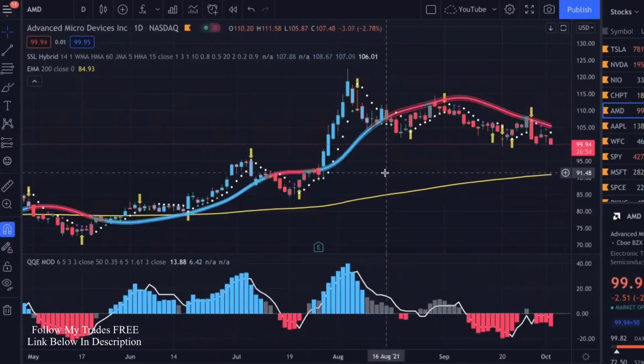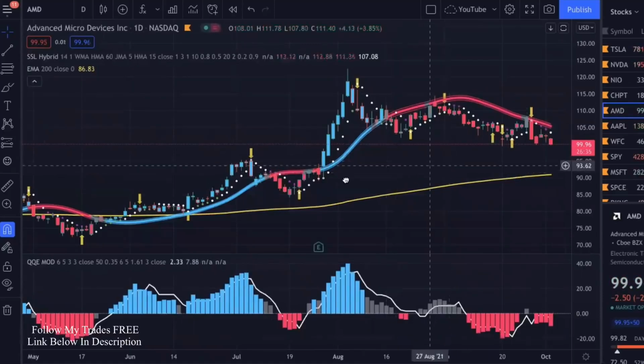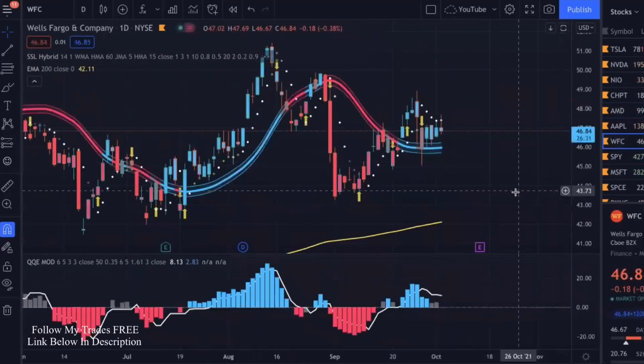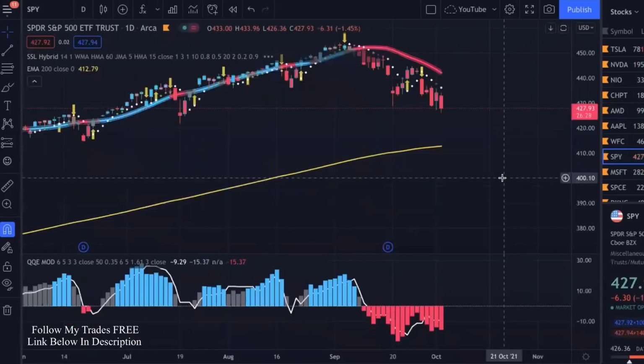It uses the SSL hybrid and QQE mod. And what it actually does is it combines the super trend. If you guys have watched my super trend indicator strategy, I love that strategy as well. So this combines the super trend, the parabolic SAR, and the MACD into one big indicator that helps you just look at all that data. It's amazing.